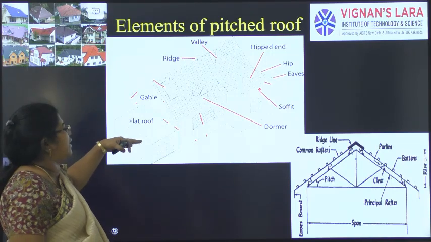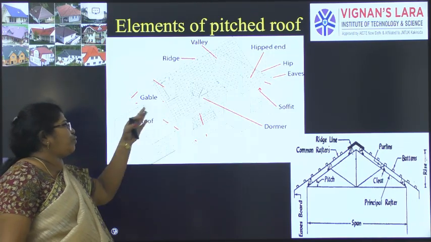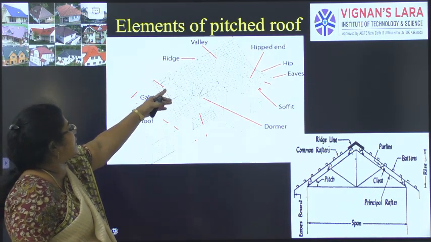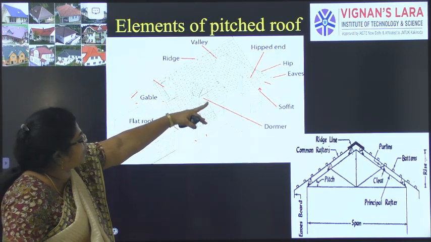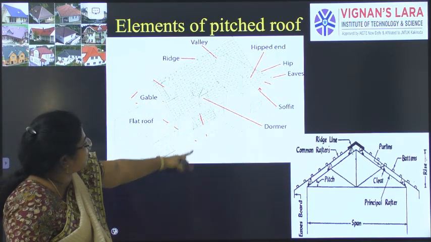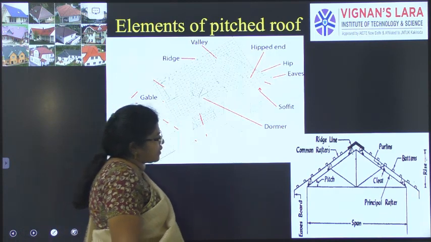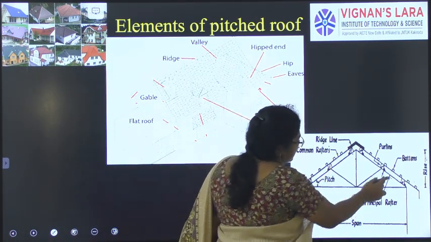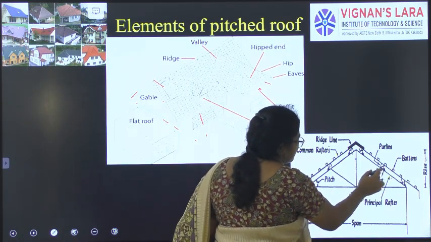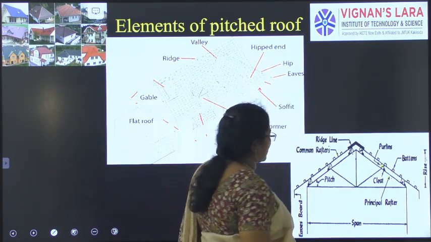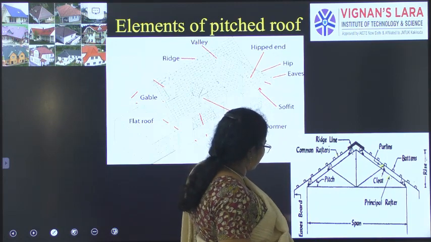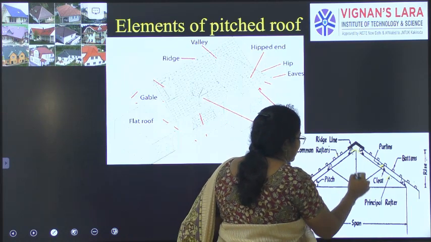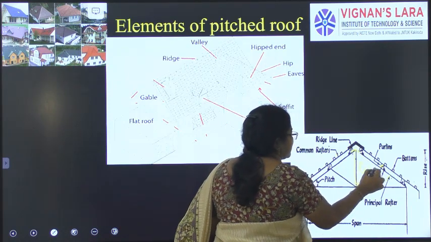You can see here the combination of a flat roof and a pitched roof. This is a flat roof, this is a gable, this is a ridge, valley, hip end, eaves, soffit, dormer. These are the different types of common rafter. This is the principal rafter. These are the purlins, which run in the horizontal direction. This is a span, this is a rise, and this vertical distance we call the rise.